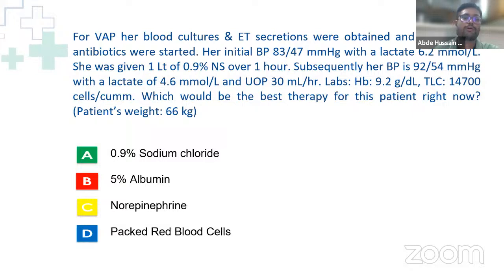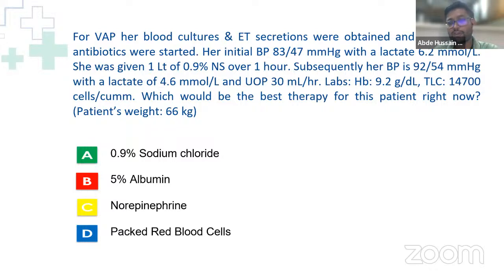Now, this patient has developed VAP. Her blood cultures and ET secretions were obtained and appropriate antibiotics were started. Her initial blood pressure was 83 by 47 mmHg with a lactate of 6.2 mmol per liter. She was given 1 liter of NS over 1 hour. Subsequently, her blood pressure improved but not much, 92 by 54, with a lactate of 4.6 and a urine output of 30 ml per hour.